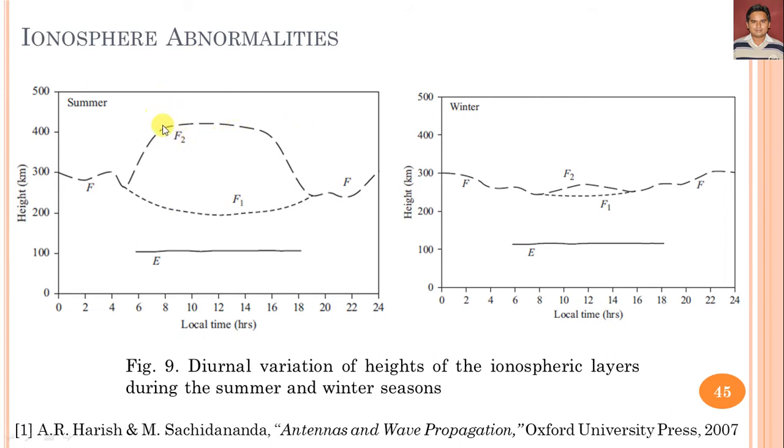at height of about 400 kilometer, the maximum value of height, the layer exists at maximum height, but in the winter season it reduces. Here you can see, this is the F layer and this is the E layer. So we can say generally E and F layers will exist during the daytime as well as night time, as we have discussed, also in the summer as well as winter seasons.